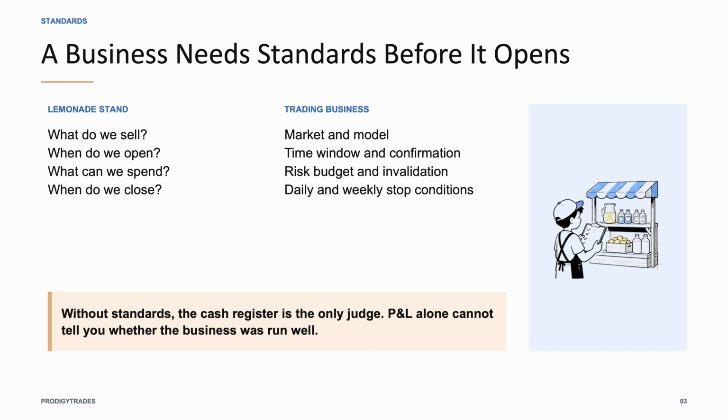If none of that is defined, your cash register becomes the only judge. And if there is more money in the account, you assume you traded well. If there is less, you assume you traded badly. But the P&L by itself cannot tell you whether the business was operated correctly. The journal needs standards to compare your behavior against. Otherwise, you're not reviewing a process, you're only reacting to an outcome. And as a professional, you have to be completely detached from the outcome.